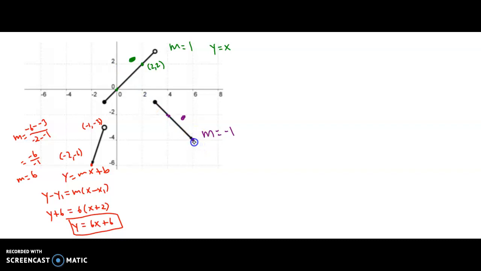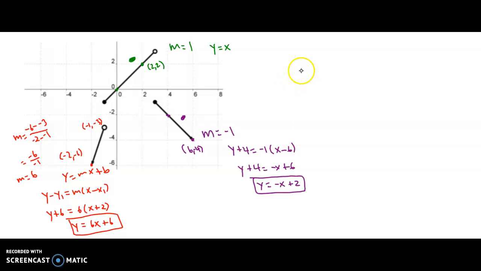If you want to make sure, you can just pick a point. For instance, this point here is (6, -4). So if I do y plus 4 is equal to -1 times (x minus 6), that's going to be y plus 4 is equal to -x plus 6. And I was right. You get y equals -x plus 2. So this is the equation for the purple line, if you will.